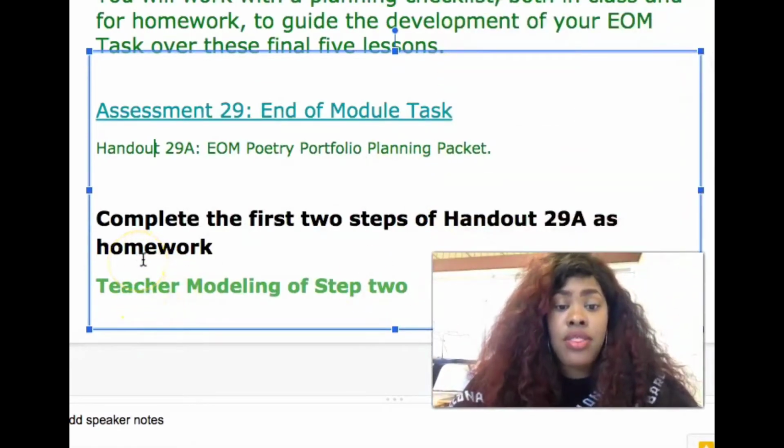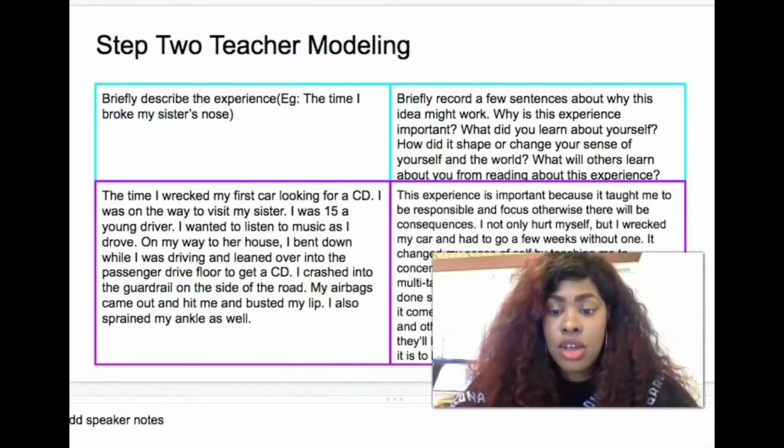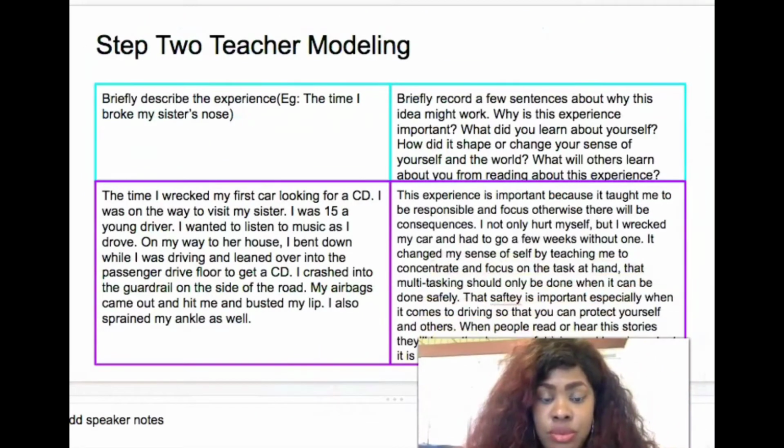So I want you guys to complete the first 2 steps of handout 29A for homework, but I want to model how to do step 2. So this is step 2, and in the boxes it says briefly describe the experience. So you're going to describe a personal experience.